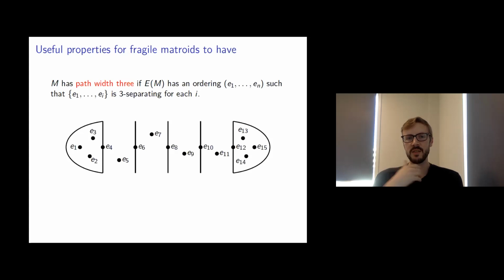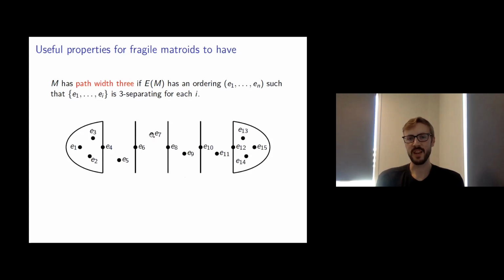Okay, so what's path width 3? It's saying that you've got some ordering of the elements of your matroid such that if you slice at any point, the partition you get corresponds to something that's 3-separating. Okay, so I'll visualize my matroids with path width 3 as something looking like this here, where with elements like E8 here, what I'm saying is that E8's actually in the closure of both the stuff on the left-hand side and the stuff on the right-hand side.